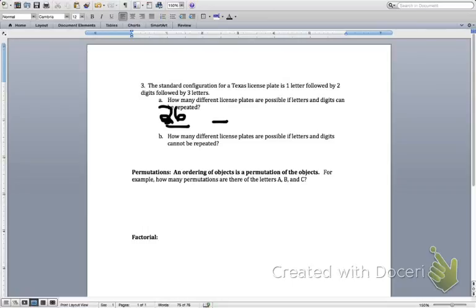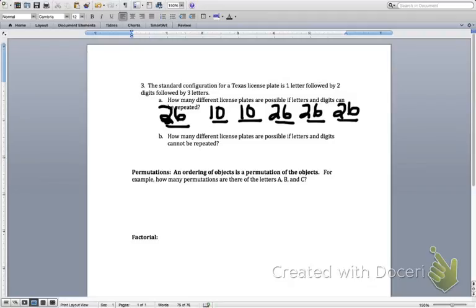2 digits. I have 10 options for the first digit, and since it can be repeated, I also have 10 options for the second digit. That's 0 through 9, which are 10 options. Followed by 3 more letters. And again, since it can be repeated, I have 26, 26, and 26 choices there.